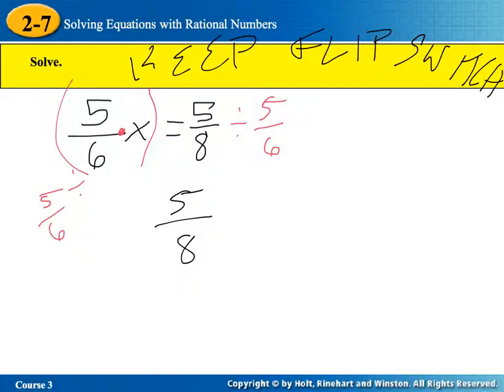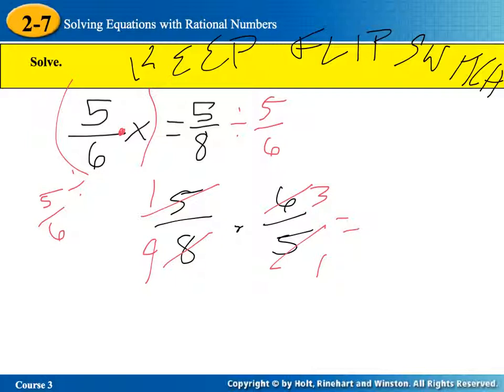5/8 times 6 over 5. Okay, we cancel out our 5s because I can simplify before I multiply. Cancel out the 5s because 5 divided by 5 is 1. Cancel out our 6 and our 8. Why? They have a common factor. What is it? 2. Divide each one by 2. You get 4, 3. Multiply straight across now.